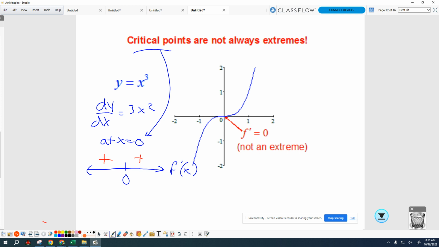Those of you who did the optional Delta Math with calculator stuff, do you remember what they called that? An inflection point. Do you remember from pre-cal what curving that way is called? Concave down. And this part is concave up. Inflection points happen when the curviness of the function changes.